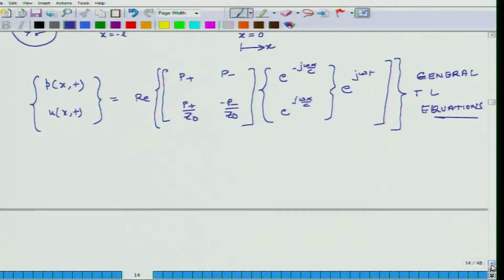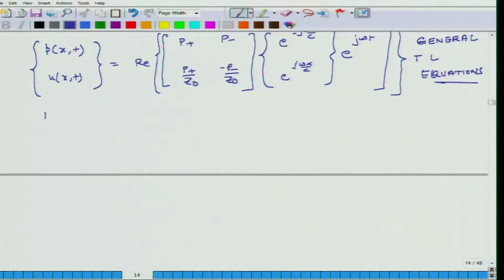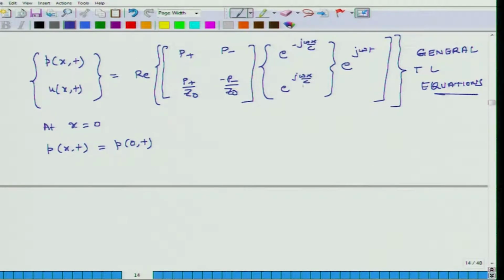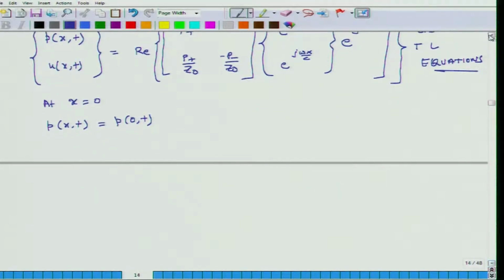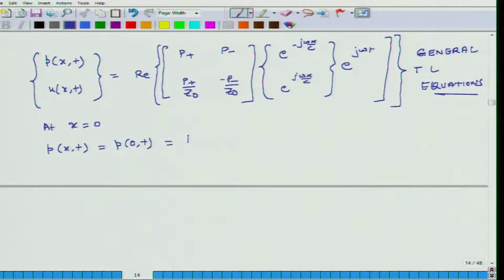Now, let us see what we have at x equal to 0. So, at x equal to 0, we will write the same equations at x equal to 0, P of x and t is equal to P of 0 and t, and what I do is I put the value of x in this vector e to the minus j omega x over c and e to the j omega x over c. So, what I get is real of P plus P minus, because e to the minus j omega x over c is 1 at x equals 0, and same thing is true for e to the j omega x over c at x equals 0, e to the j omega t.